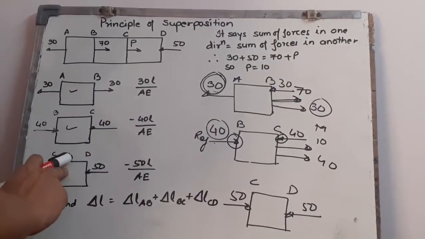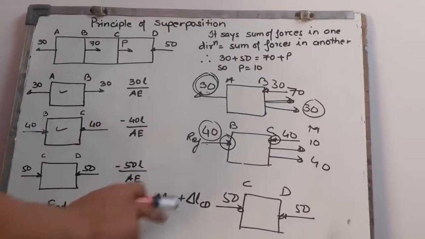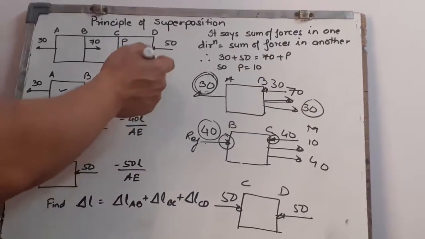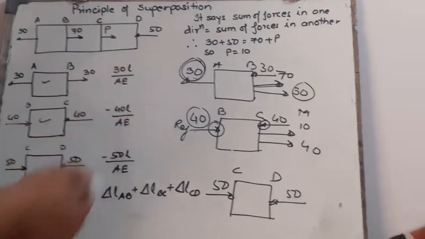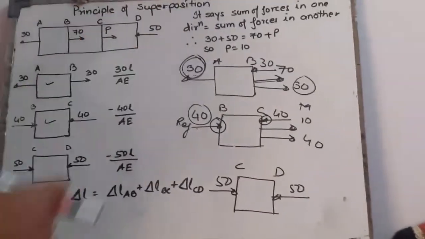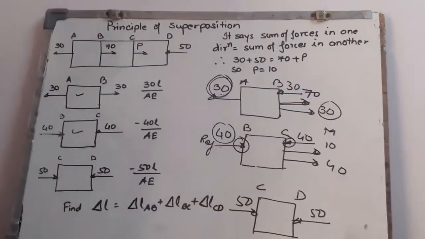Here also the forces are compressive in nature, so you have minus 50 L by AE. If you add them up, you will get the total change in length. How to find out the length, cross-sectional area and E probably are known to you. E is a material property, it will change if you have a different material for different sections. Cross-sectional area and length may also change depending upon the type of the problem.